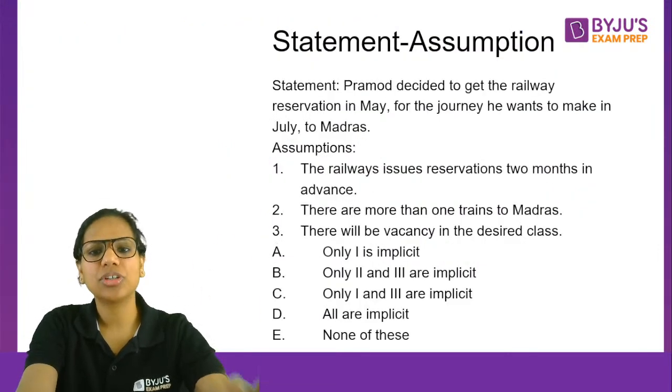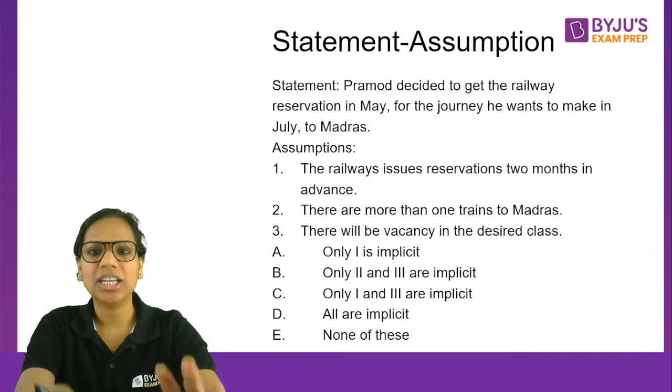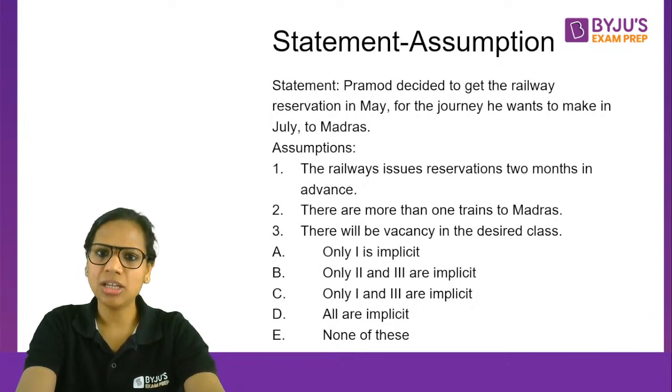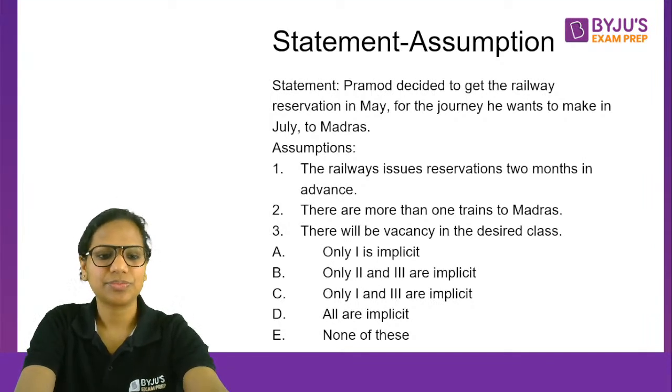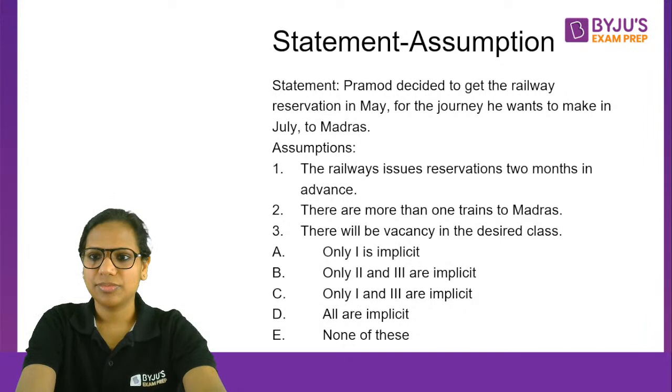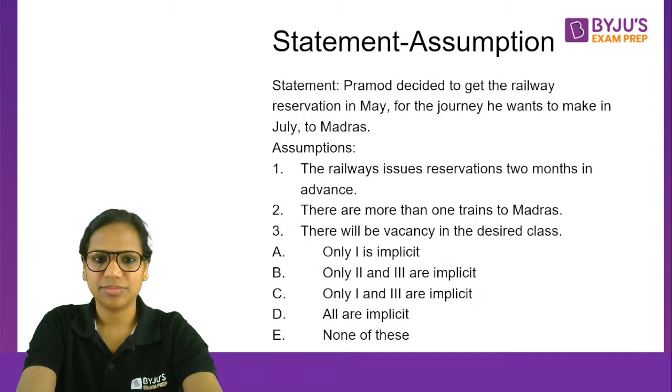Let's see another question. If it's still not clear, I think this will do the job. Yes. Statement: Pramod decided to get the railway reservation in May for the journey he wants to make in July to Madras. What are the assumptions that are implicit? Let's see what you say.